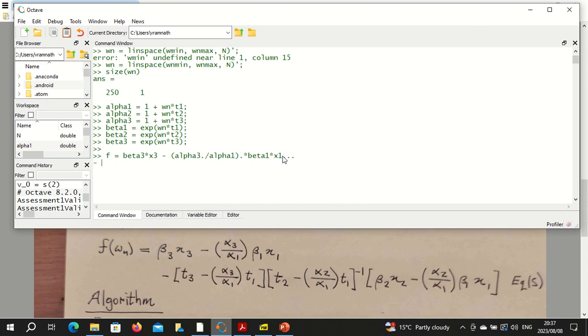Then I'll say minus beta 3 minus P1 alpha 1. Now this is a vector. I want to times it by another vector.